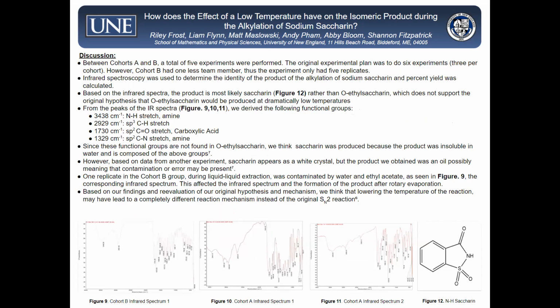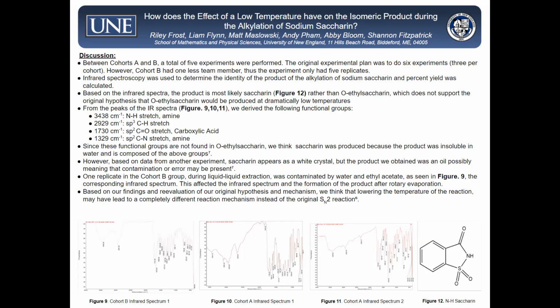So between cohorts A and B, a total of 5 experiments were performed. Originally, we were looking at 6 replicates, but due to my circumstances, we were not able to do that. So only 5 were completed.